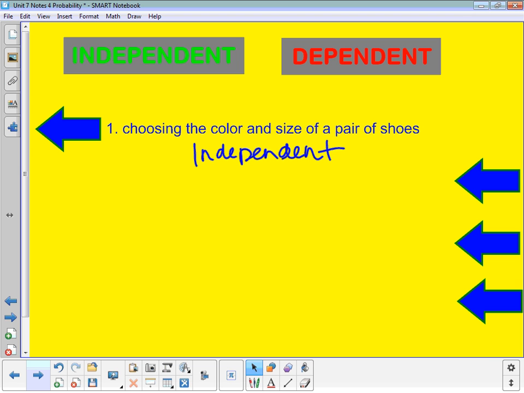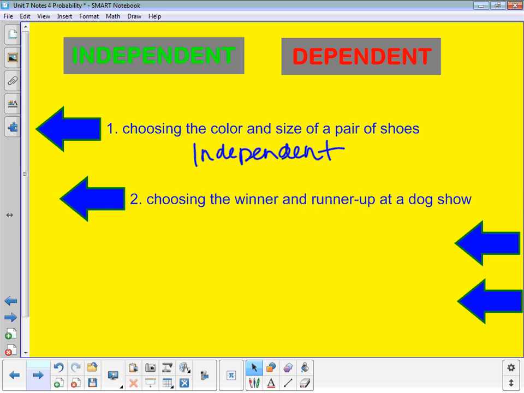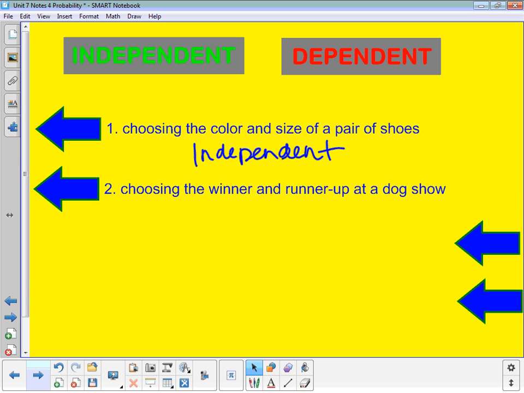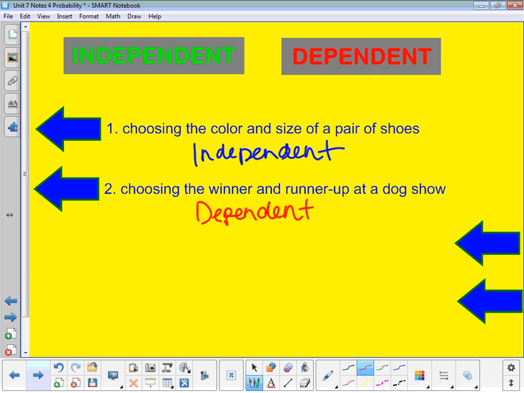Okay. If I look at number 2, choosing the winner and the runner-up at a dog show, when I choose the winner out of the group of dogs, that dog is now done. So I have a lesser number of options to choose the runner-up. That changes my probability, meaning these are dependent. Because after I choose the winner, now I have a different number of dogs for the runner-up.